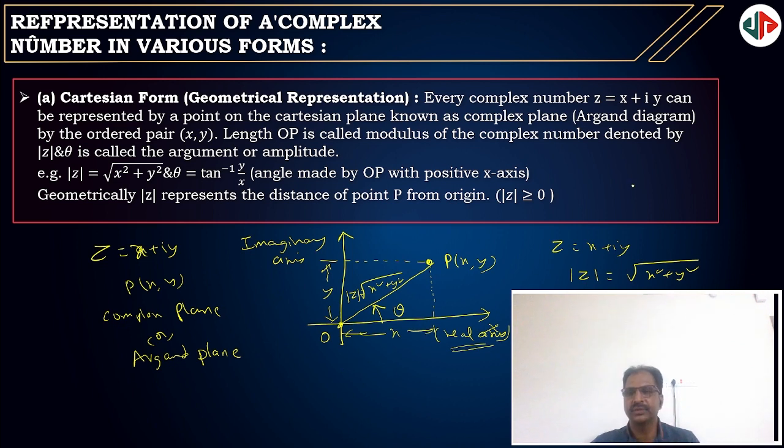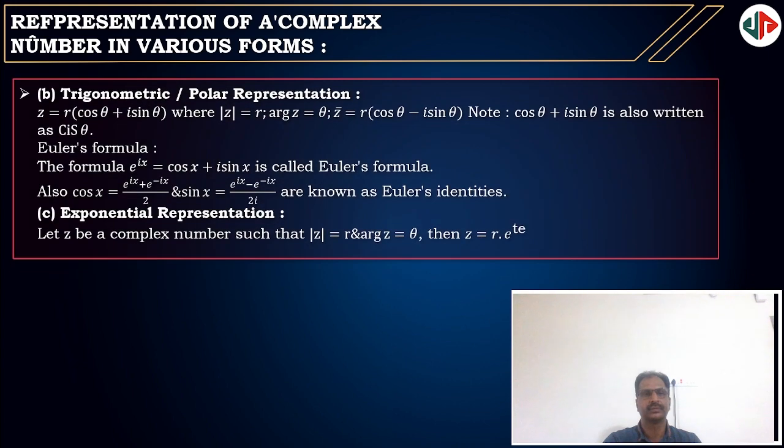So from the diagram, it is very clear that tan theta is equal to opposite side, this is y, by adjacent, this is x. So what is theta from this? Tan inverse of y by x. So argument theta is given as tan inverse y by x, and modulus is under root x square plus y square. Okay. This is modulus and amplitude of a given complex number.